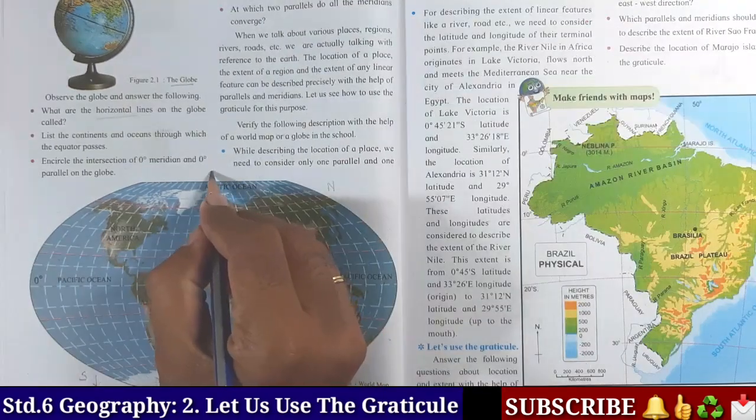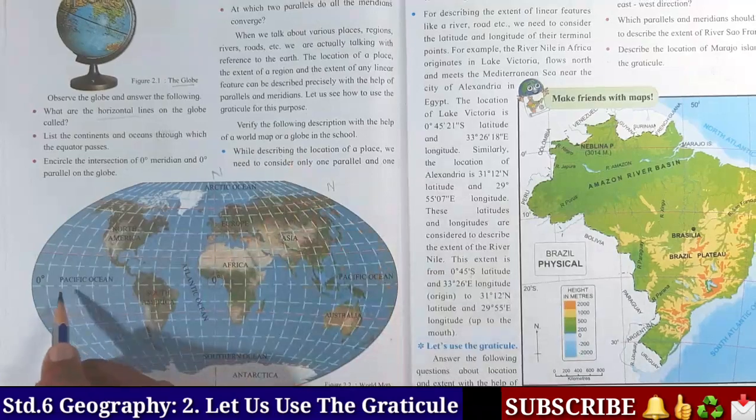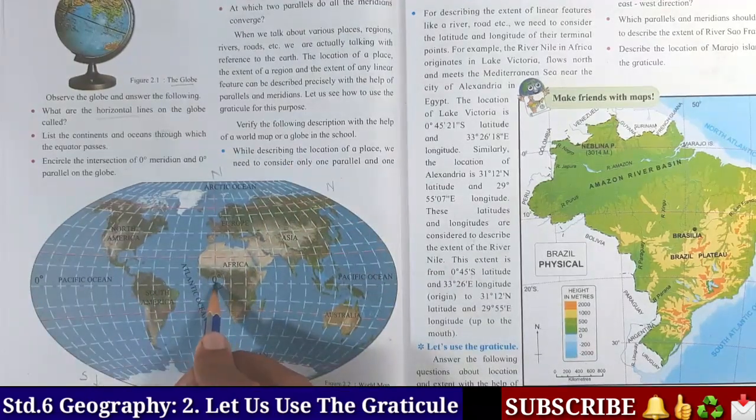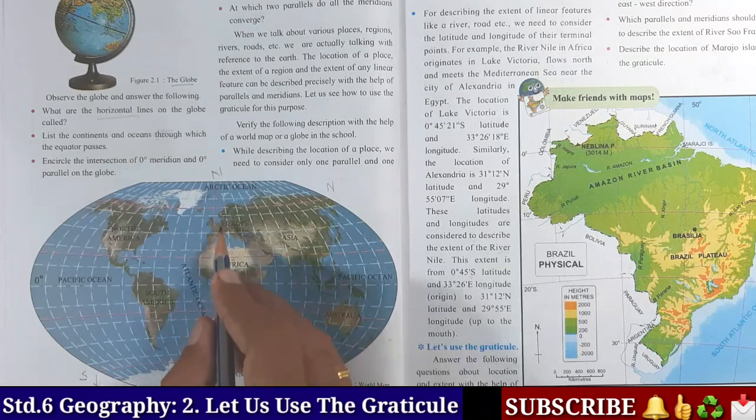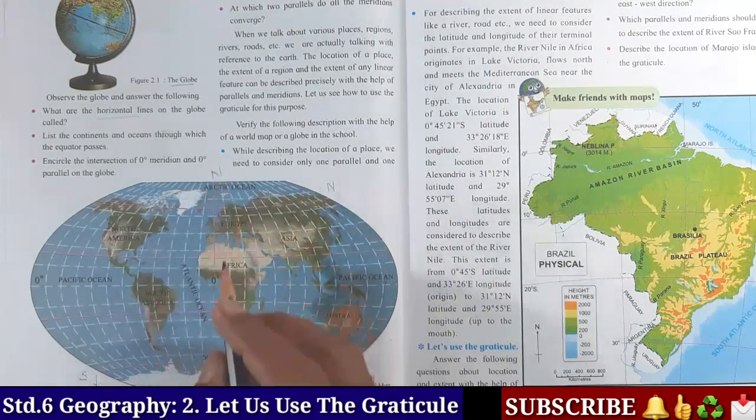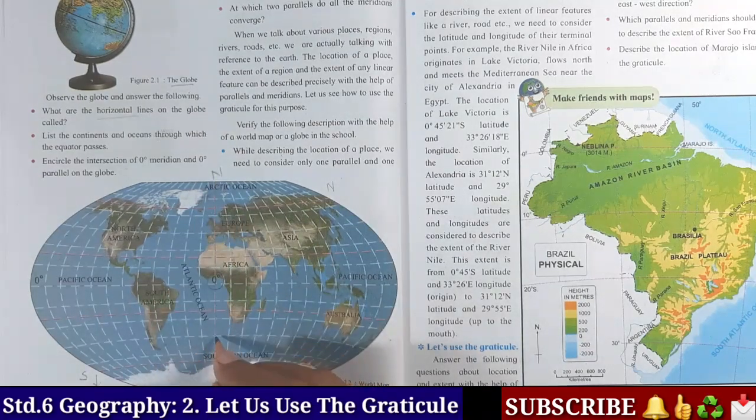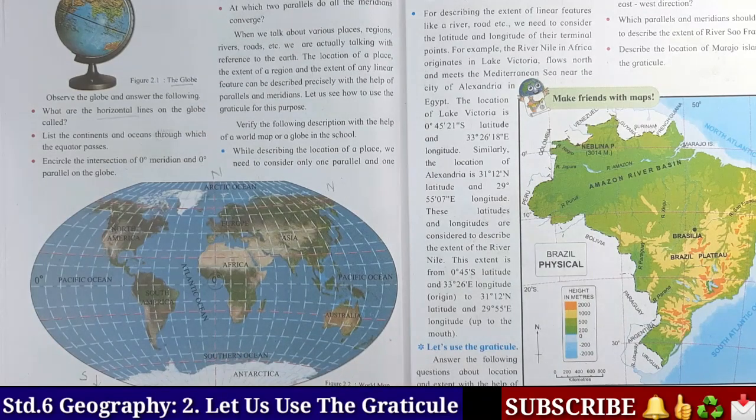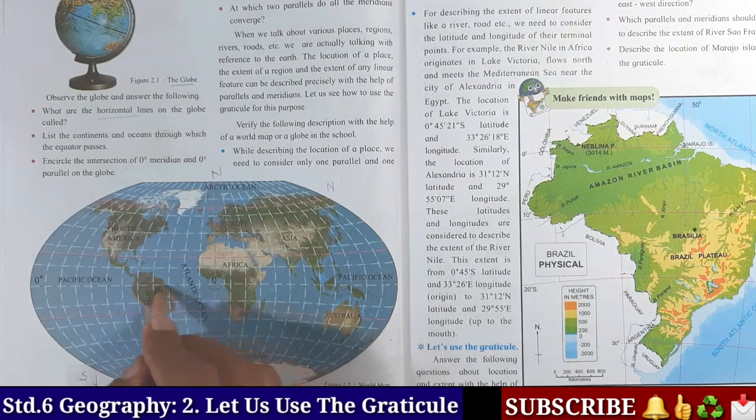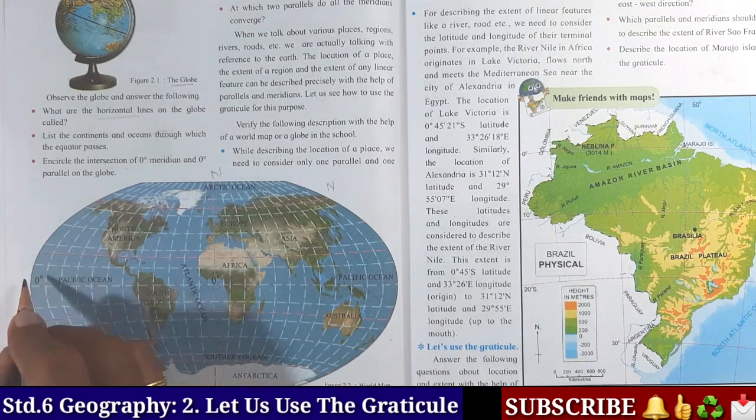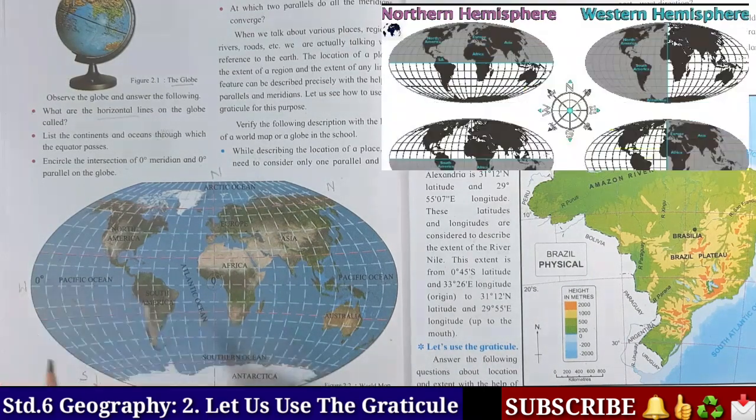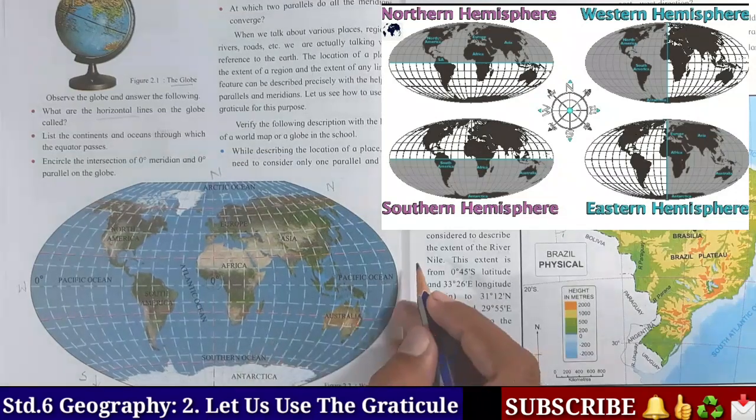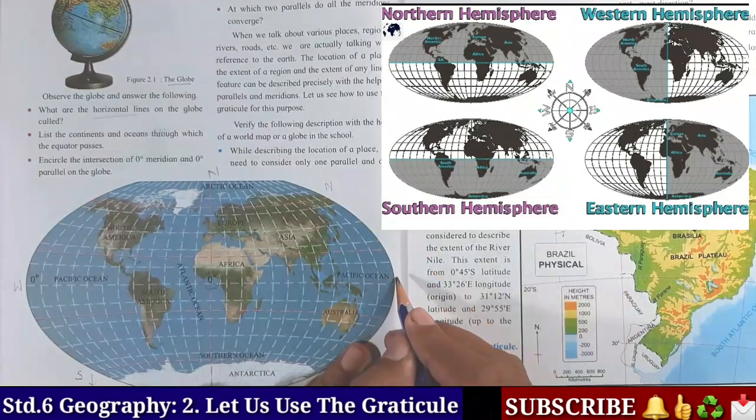So this is the northern hemisphere. From this intersection point, towards the north is the northern hemisphere, and towards the south from the intersection point, it is what? Southern hemisphere. To the west of this intersection point is the western hemisphere, and this is the eastern hemisphere.